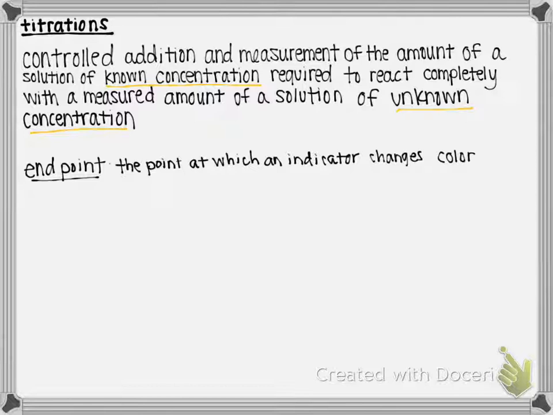So to do the titration calculations, because you will have a known concentration and an unknown concentration, we're going to have to solve for the unknown. So the formula for these calculations is very similar to the M1V1 equals M2V2. However, this one is MA times VA times CB equals MB times VB times CA. So the A's stand for acid and the B's stand for base.